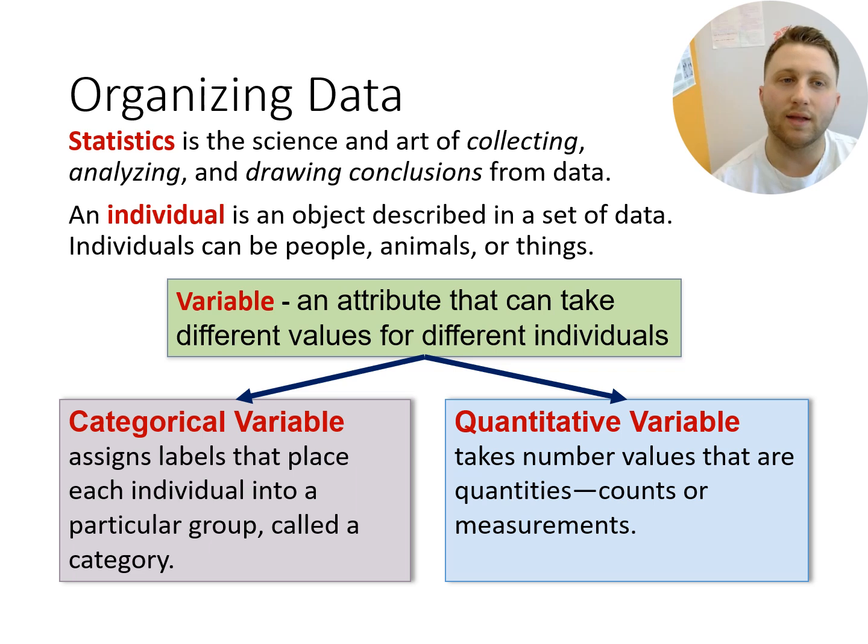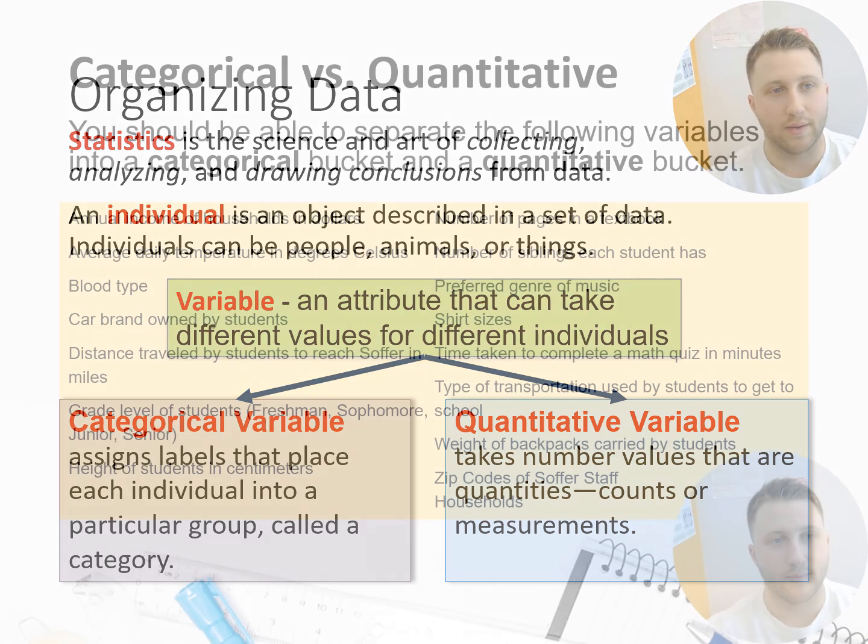We divide the variables into multiple different buckets, but the two biggest buckets are categorical and quantitative. And we practiced this a ton earlier in the year, but a categorical variable represents a label that you can assign an individual that places them into some category. So there's similarities grouped by some label. Quantitative variables are typically numeric. They represent either counts or measurements, and along those lines we'll be able to further divide them in a minute.